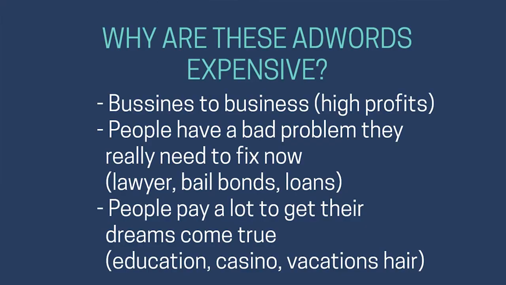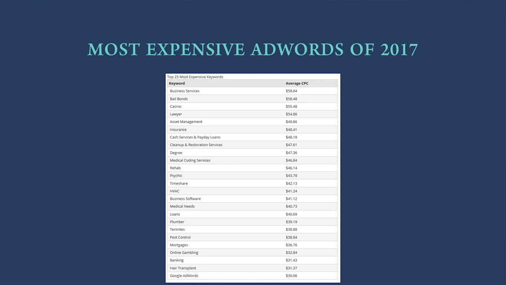Is there anything that you already think is interesting right now about these words? I mean, you can actually divide these words into categories. So a lot of these were business-to-business things. For instance, business services, the highest paid for word, is of course for other businesses. Business software is also $40.